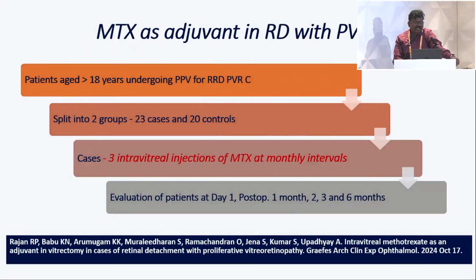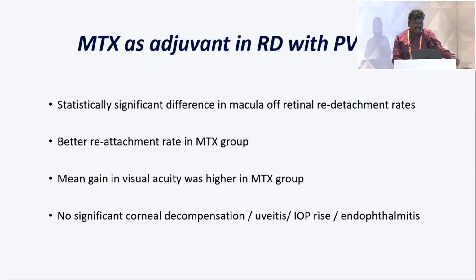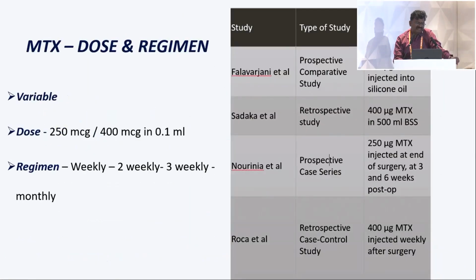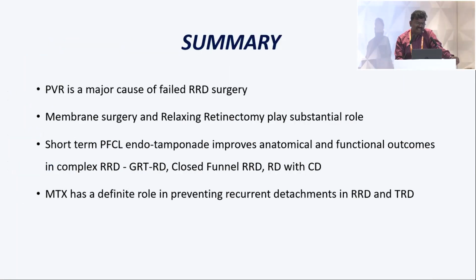So we had only 20 and 23 cases overall. So we use 400 microgram and weekly interval, as was discussed by Gopal sir. It's a very safe drug because this was used as a first line in case of all intraocular lymphomas, and its safety has been proven already. So we can use it, no issues. And we found that the redetachment is much lesser in the injection group compared to the control group.